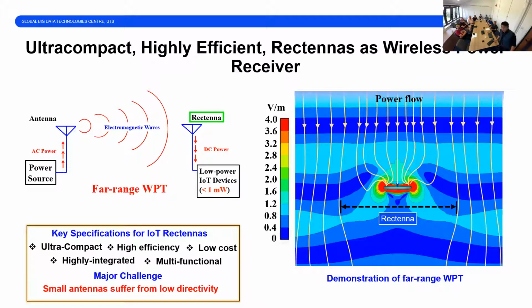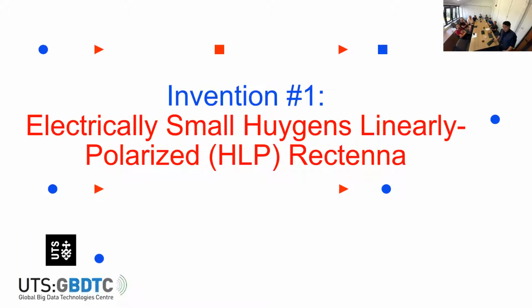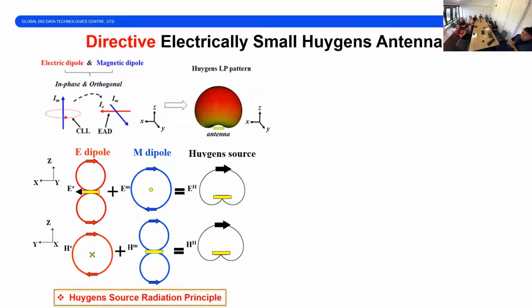So what we do, this is the first design that we have developed. It's an electrically small Huygens linearly polarized rectenna. The concept is a Huygens source concept, similar to the ME dipole that Professor Tom and Professor Luke have developed before. If you have a pair of orthogonally placed electric and magnetic dipoles with the same amplitude and the same phase, they have two different perpendicular planes, so their electric fields have different shapes.